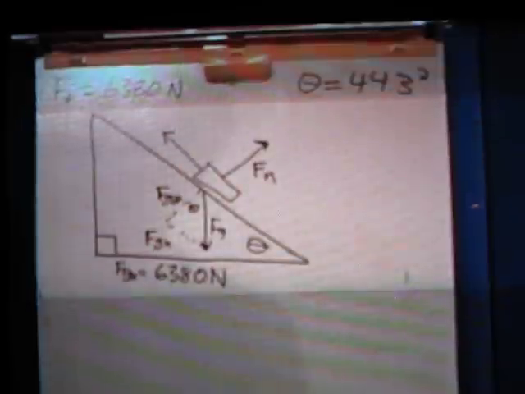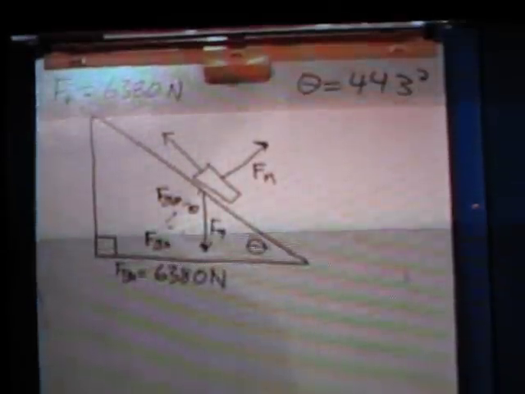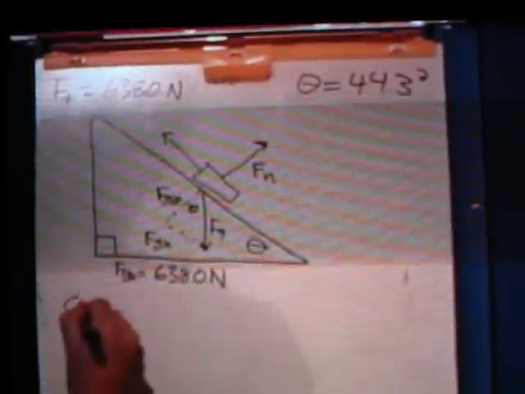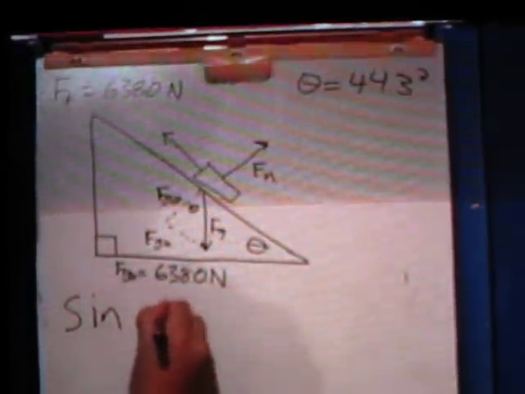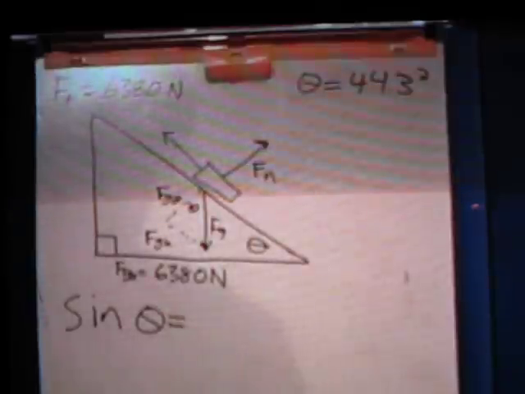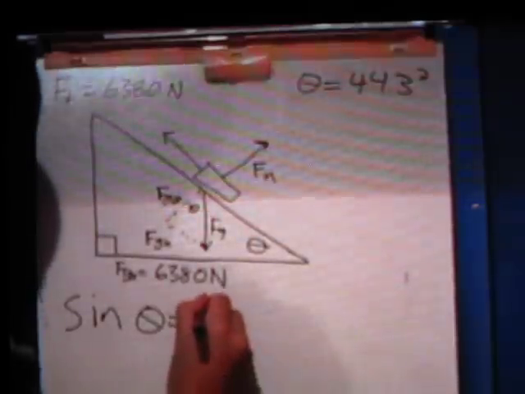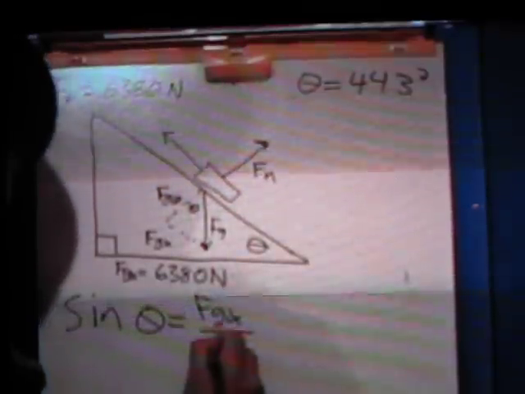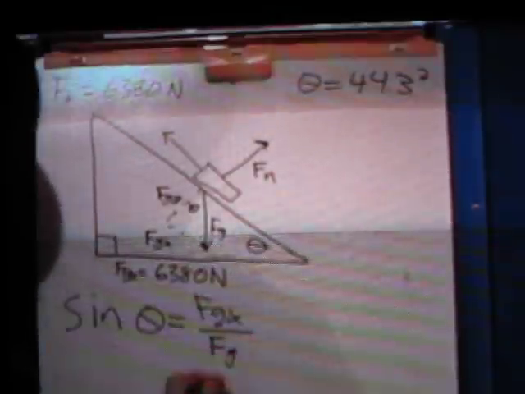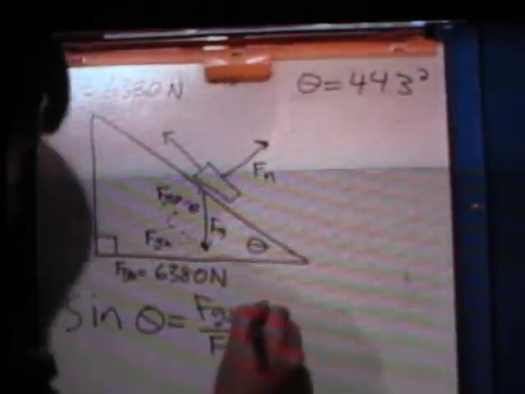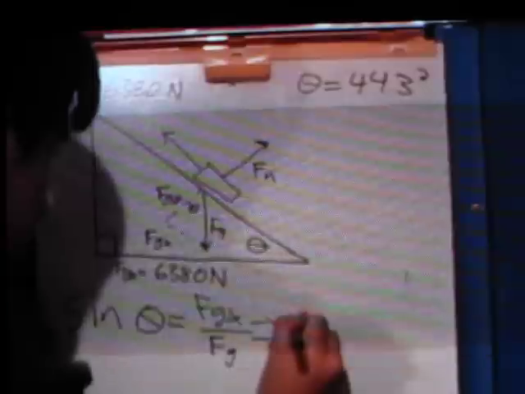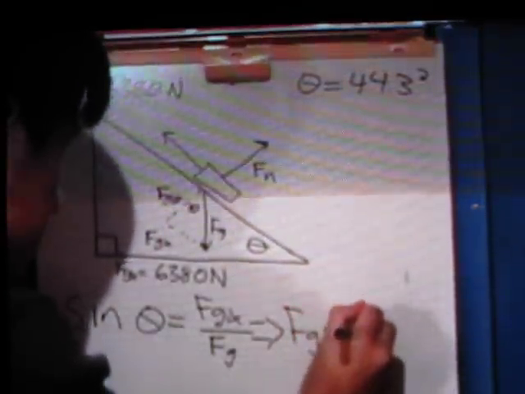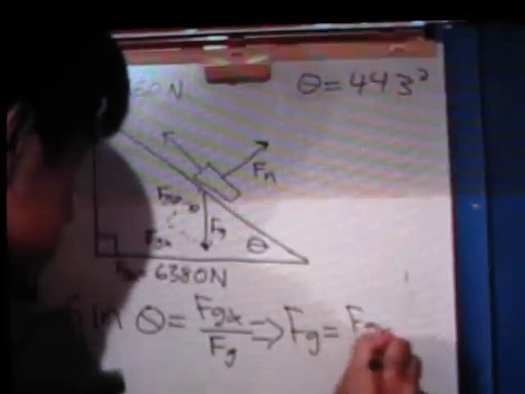So now, we can use trigonometry to figure out what the force of gravity is. We know the equation sine of theta is equal to the x component of gravity divided by the force of gravity itself. If we rewrite this equation, we can get the force of gravity is equal to the x component of the force of gravity divided by sine theta.